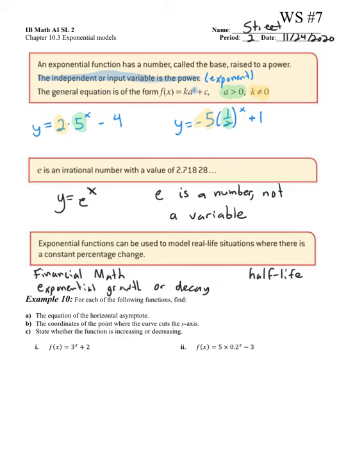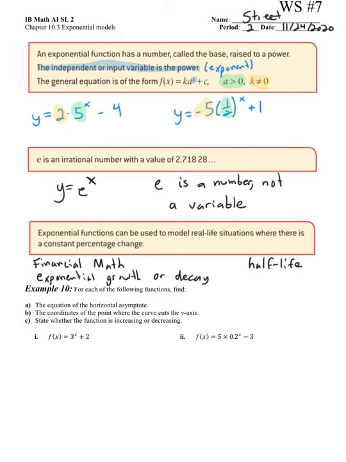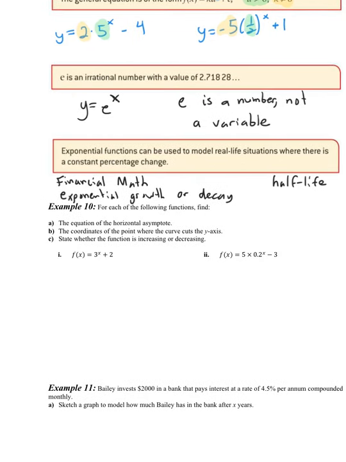All right, so the first example today, we'll just dive right into it. It says for each of the following functions, find the equation of the horizontal asymptote. So that's going to be a y equals equation. Always write the horizontal asymptote, or if it's a vertical asymptote, always write it as an equation.